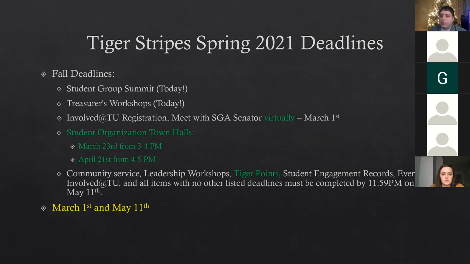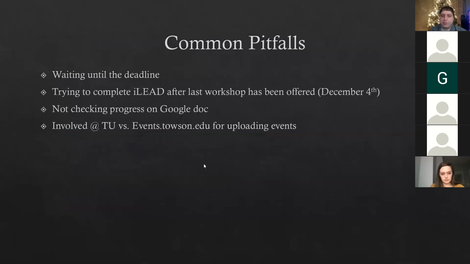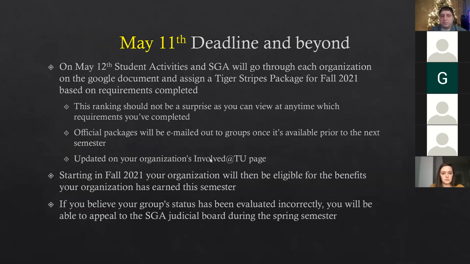So all the Tiger Points, student engagement records, hosting your event on Involved at TU and all that is due by May 11th. So if you can only remember 2 days, March 1st, May 11th, there will be reminder emails about all of these dates as they get closer. Some things that groups typically make mistakes on is waiting to the very end or not checking their progress on the Google Doc. Don't let this be you. Make sure you're staying on top of submitting your items.